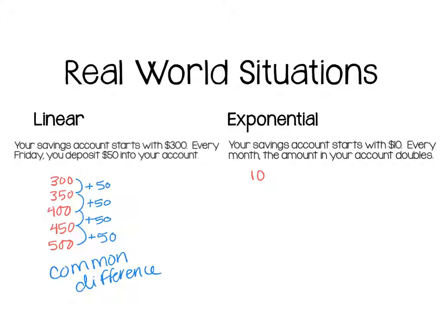If we look at the exponential example, your savings account starts with $10, and every month the amount in your account doubles. So the next month you would have 20 because 10 times 2 is 20. Well, then if 20 doubles, you have 40. If 40 doubles, you have 80. If 80 doubles, you have 160, and so on and so forth.